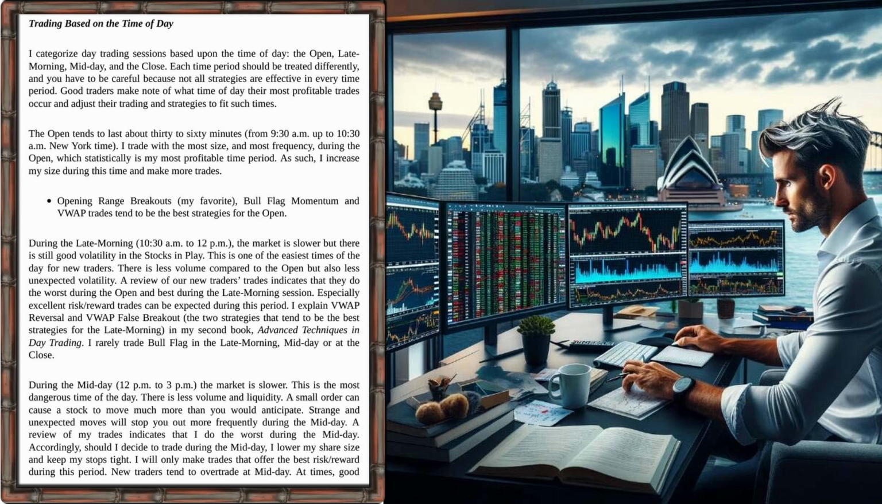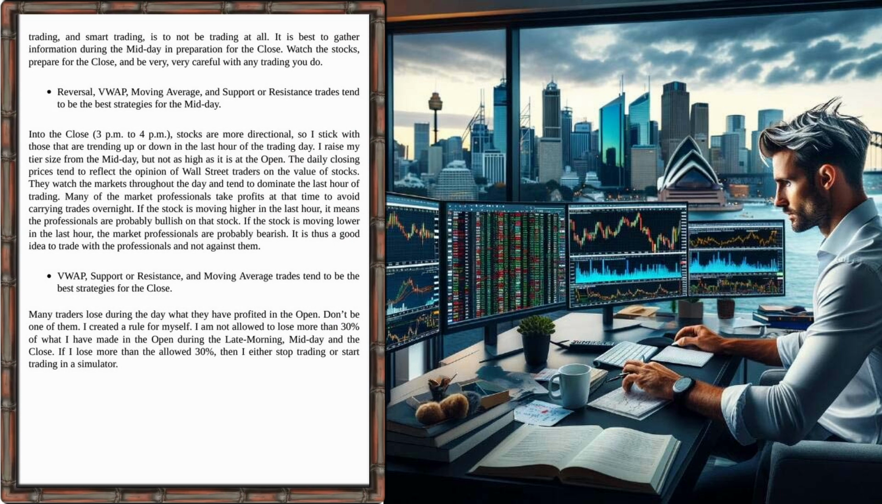I will only make trades that offer the best risk/reward during this period. New traders tend to overtrade at midday. At times, good trading and smart trading is to not be trading at all. It is best to gather information during the midday in preparation for the close. Watch the stocks, prepare for the close, and be very, very careful with any trading you do.